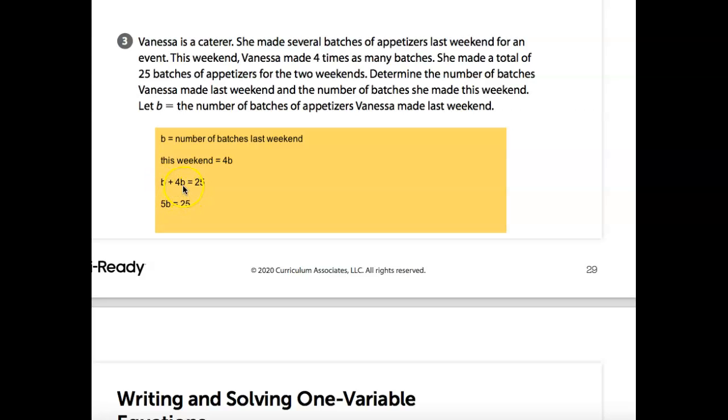We can add these terms because they're the same, B. This is essentially 1B, so 1 plus 4 is 5. 5B equals 25. Now we have to get B all by itself to find out how many batches she made the first weekend. This is division. We're going to divide by 5 to get B by itself.